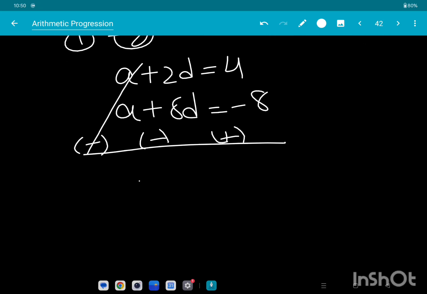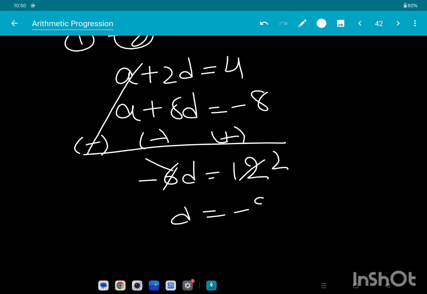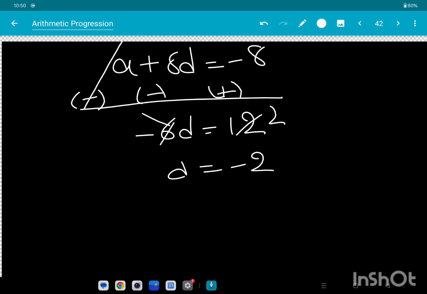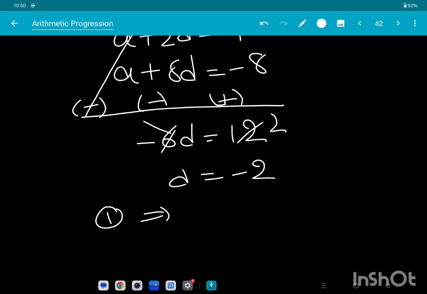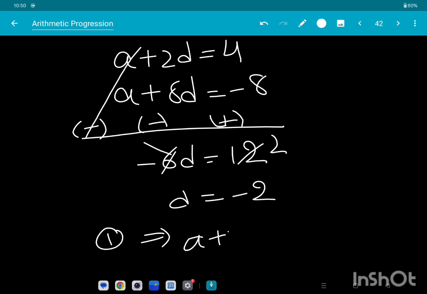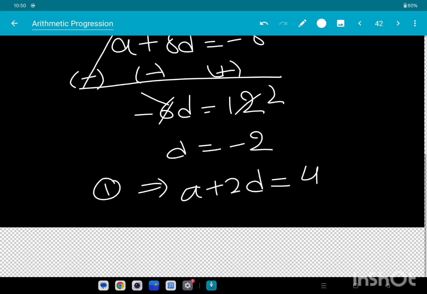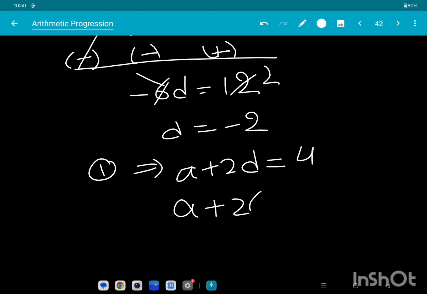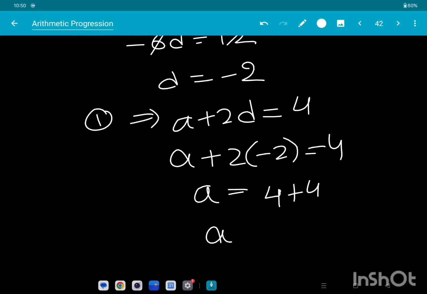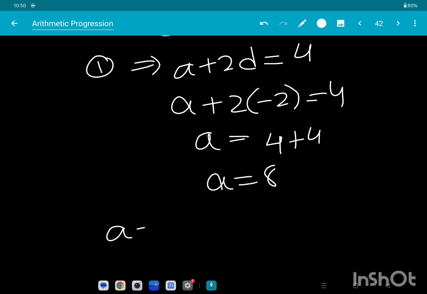This will be cancelled and here minus 6D is equal to 12. 6 ones are 6, 6 twos are 12. So here the D value is minus 2. Now I need to find the A value. How? By substituting the D value in equation 1. A plus 2D is equal to 4. A plus 2 into minus 2 is equal to 4. A minus 4 is equal to 4, minus 4 will go to that side. 4 plus 4, here the A value is 8. So we know that the A value is 8 and the D value is minus 2.